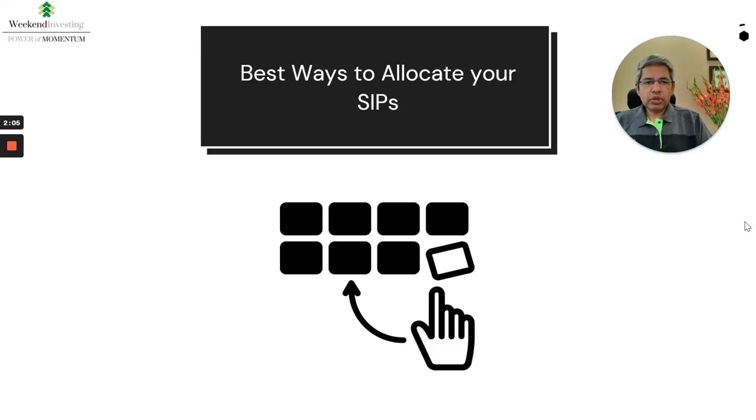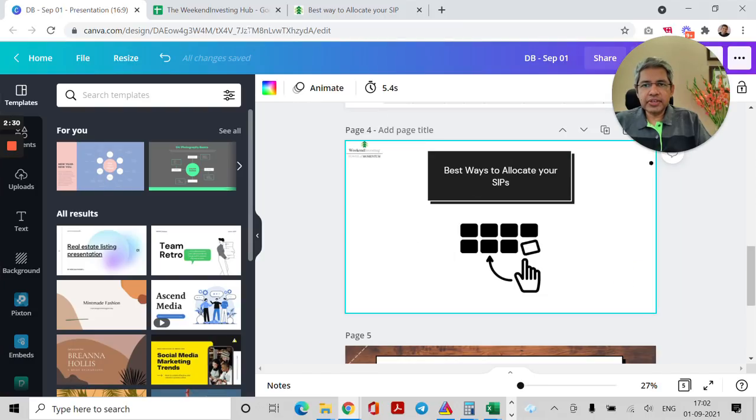So today we're going to talk about what are the best ways to allocate your SIPs. A lot of people are doing SIP based investing, which is very good, especially in these elevated markets. SIPs are the best way to even start your journey, and once you have started, to continuously add more capital to your smallcase. So let's see where we are.